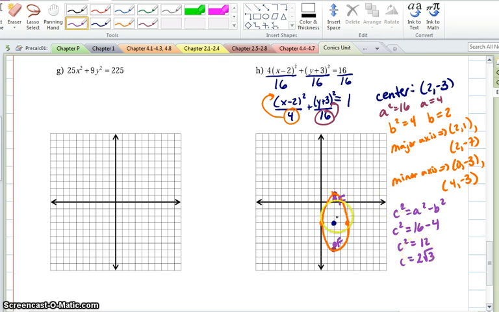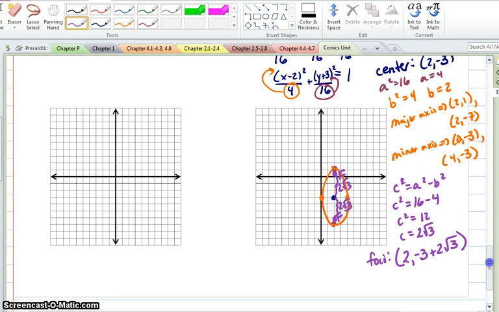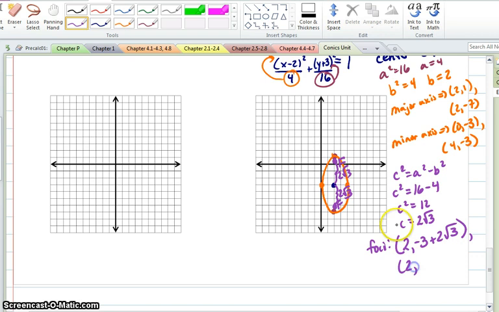So now this is where it gets tricky. We want to write what that point is, but we don't want to write it as a decimal. So notice that we went up 2 root 3 and we went down 2 root 3. So to get the first focal point for our foci, notice the x-coordinate's still 2. But we went from negative 3 up 2 root 3. So we're going to take negative 3 plus 2 root 3 to get the y coordinate. And the other guy, we're still at x equals 2, but now we're going from negative 3 down 2 root 3. So it's going to be negative 3 minus 2 root 3, and you got your focal points taken care of.